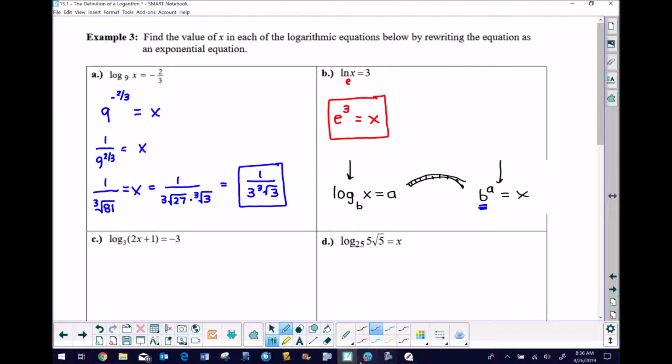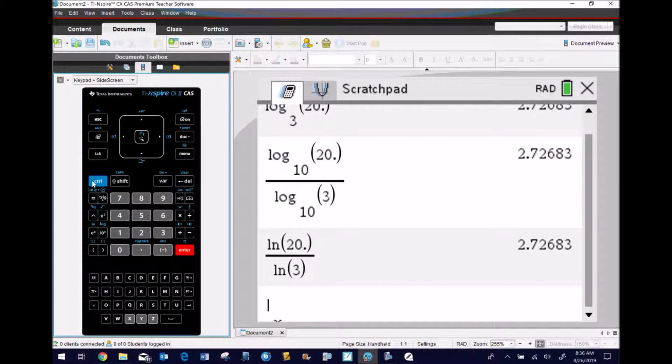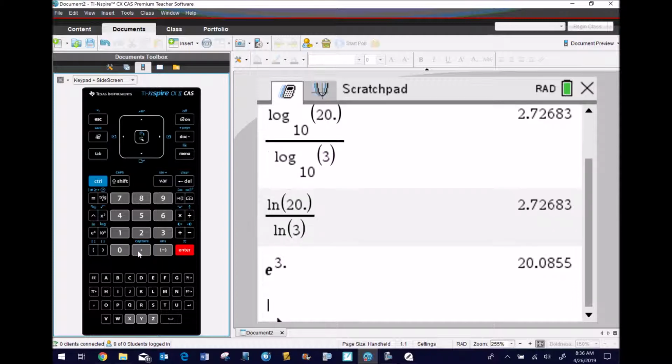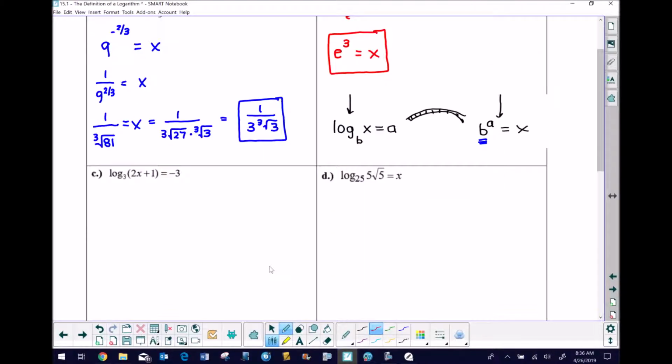Of course, we could, and the calculator will give us some kind of answer. Let's make sure that I type the right thing in here. We could type in e to the third, make sure I put a decimal there, and yeah, I get something a little bit bigger than 20, but that's not important to me. I'm going to go ahead and leave this in terms of e for right now.